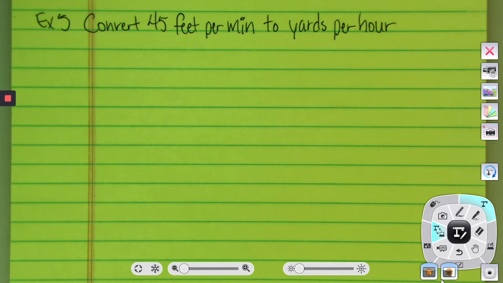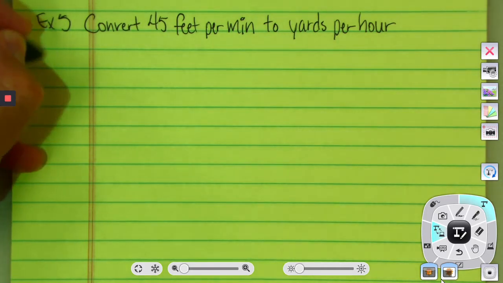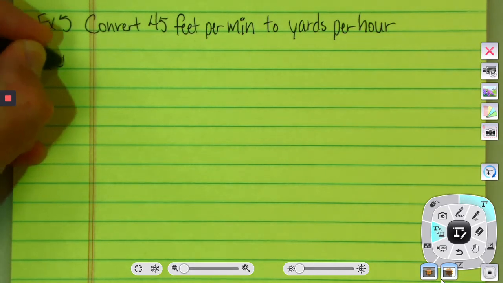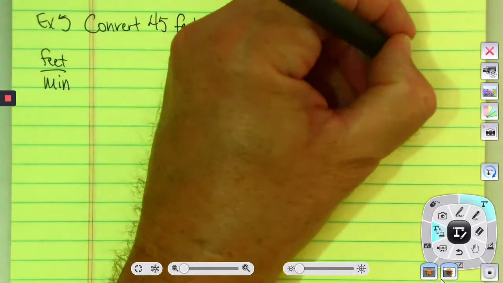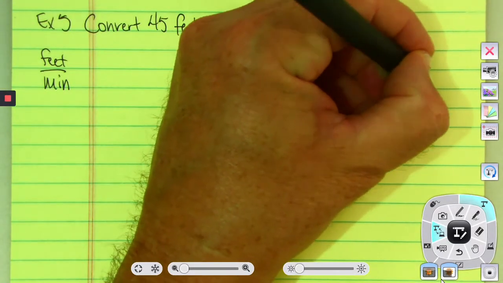One is feet, the measurement of distance. The other is minutes, the measurement of time. And we want to convert that to yards per hour. Again, yards being some kind of distance, hour being time. So we want to know where we start at and where we're going to. So I want to write down, first of all, we're trying to get from feet per minute to yards per hour.